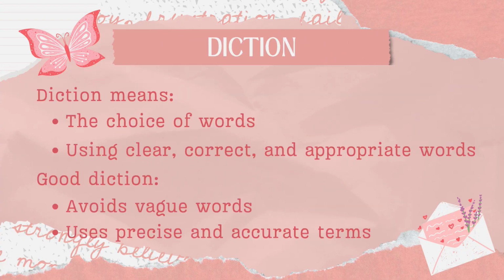So let's start with diction. Diction means the choice of words, using clear, correct, and appropriate words. So diction is about choosing the right words. In informational texts, writers choose words that are clear and exact so readers will not be confused. Again, good diction helps us avoid vague words and use precise and accurate terms. So again, diction is about choosing the right words.